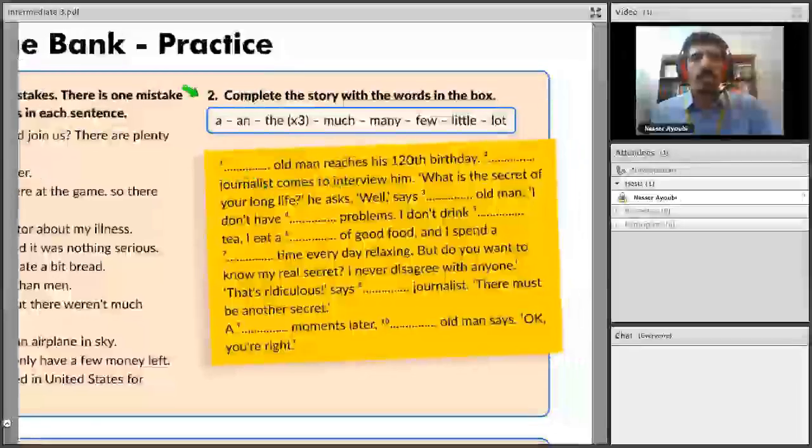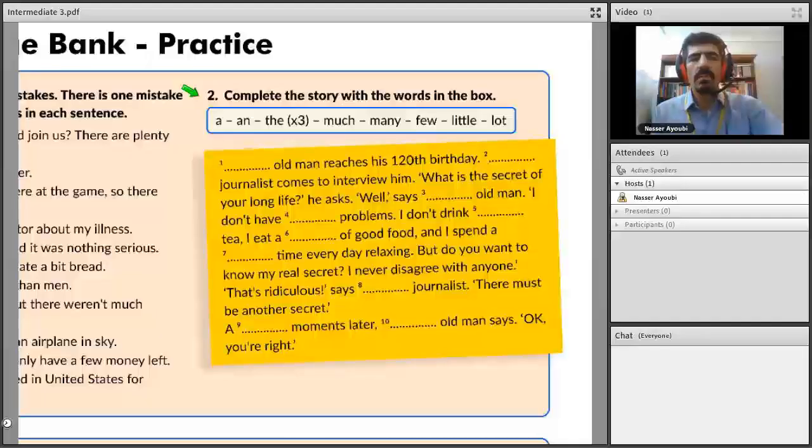Part 2. Complete the story with the words in the box. So, 1. An old man reaches his 120th birthday. An old man. 2. A journalist comes to interview him. A journalist.